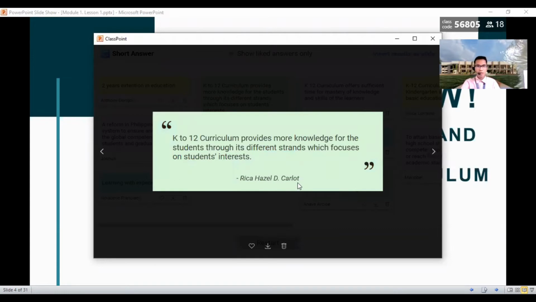Next, according to Rika Carlot, K12 curriculum provides more knowledge for the students through its different strands which focus on students' interest. That is true, the implementation of the different tracks: the academic track, the TVL track, the arts and design, and the sports track. And in each track, there are strands wherein the students can actually focus on, na pwede nilang i-take up na maging specialization nila. Tama yon.